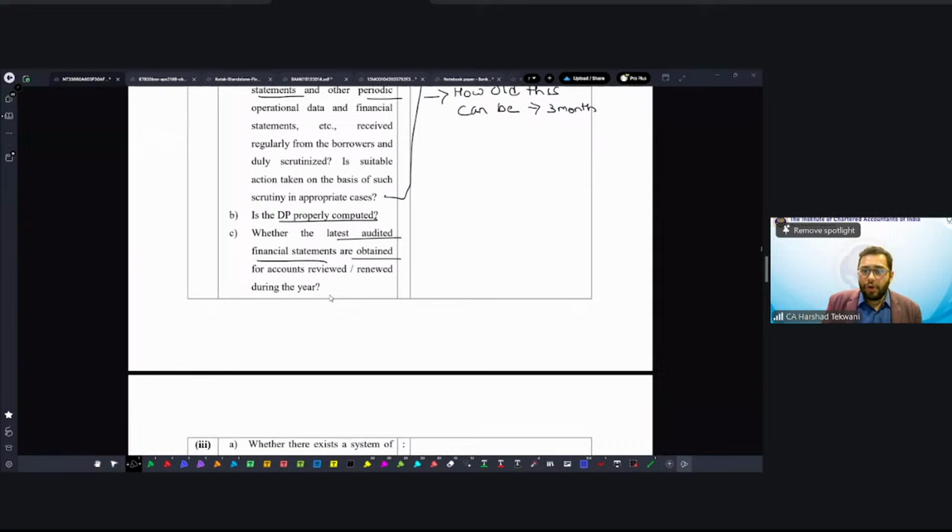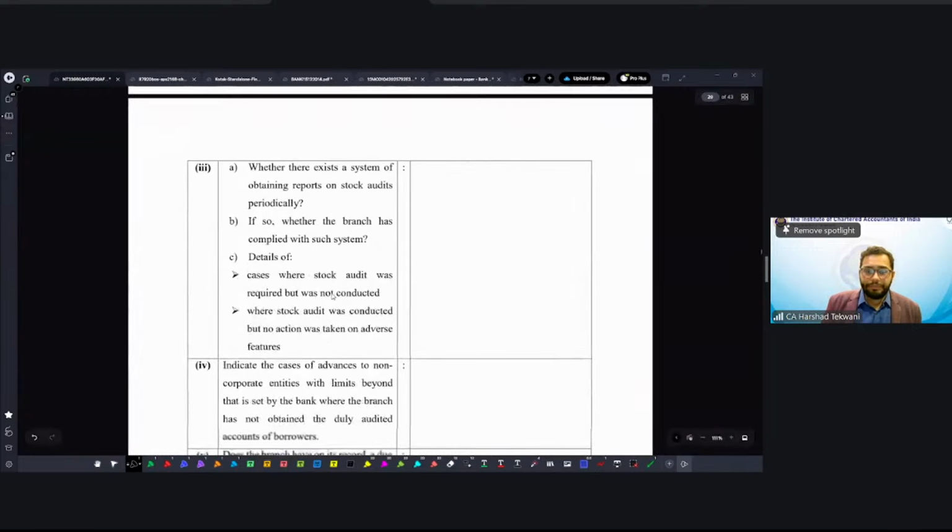So you need to compute the drawing powers. Again, if there is a stock audit requirement, you need to get the stock audit done timely. As a bank, you need to appoint the auditors. Where the stock audit was not conducted, you need to report that. If it was conducted, but there are adverse opinions or adverse remarks, that also is required to be reported.